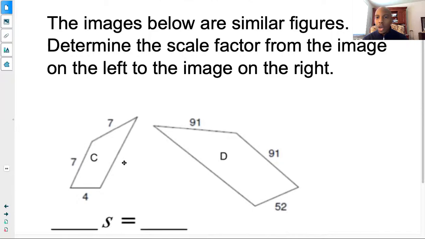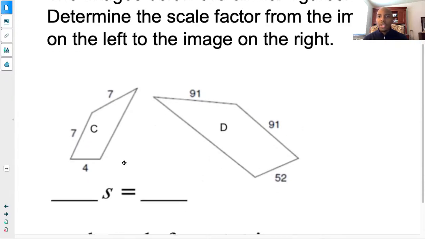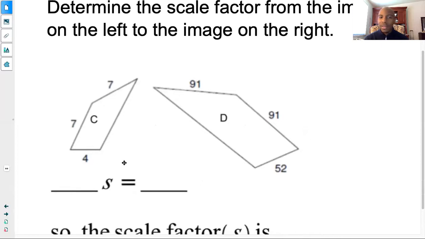The images below, once again, they're similar. That's the beautiful thing. They want me to know the scale factor from this one on the left to the one on the right. Now notice they kind of flip the image. It's moved in a way that they don't look exactly alike, but they are similar, which means that there is some congruency we need to know.